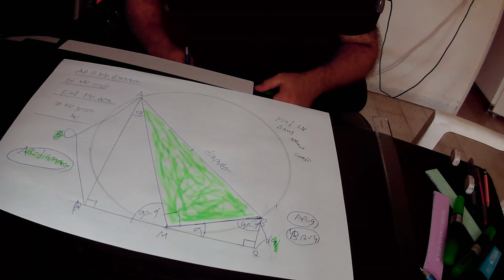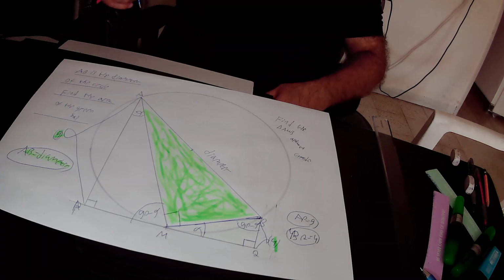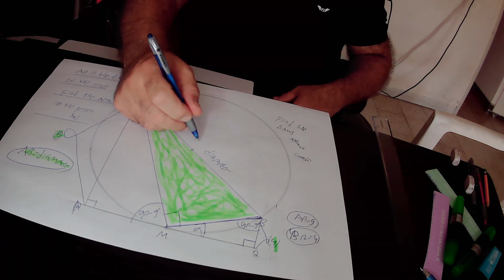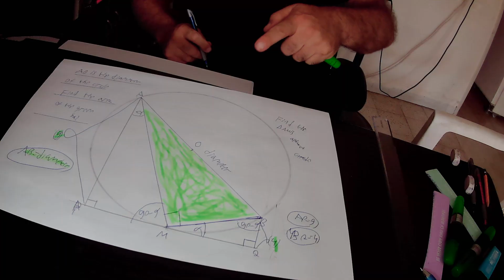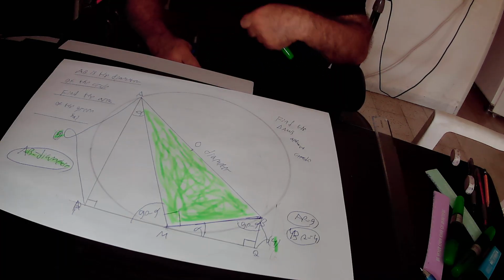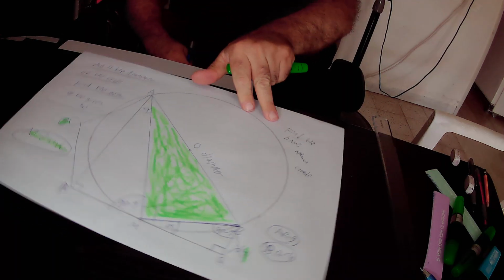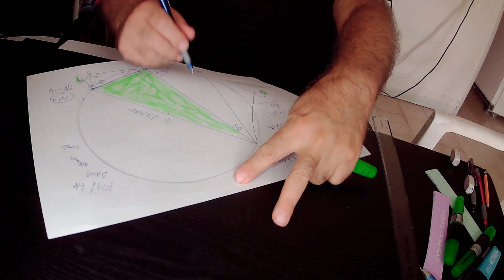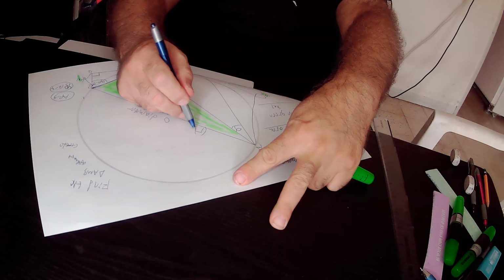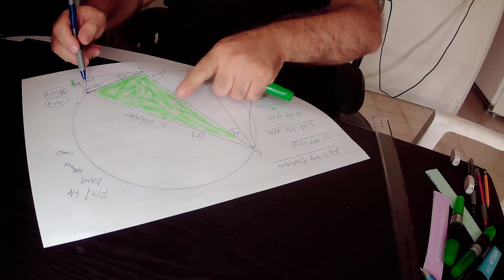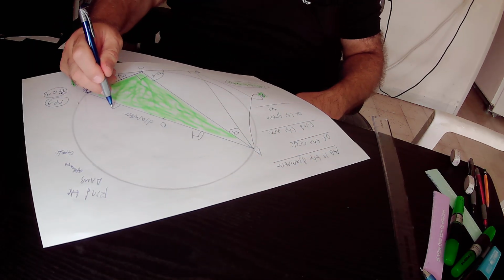In the next step, we will define the center of this circle. This point is point O. OA is of course the radius of the circle. We define the radius of the circle as R. So OA equals R. OB also equals R. It's the radius of the circle.